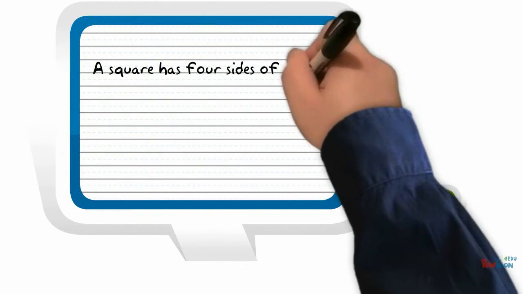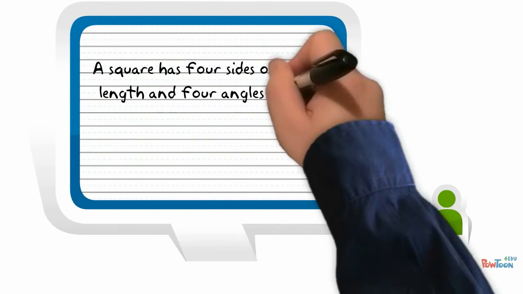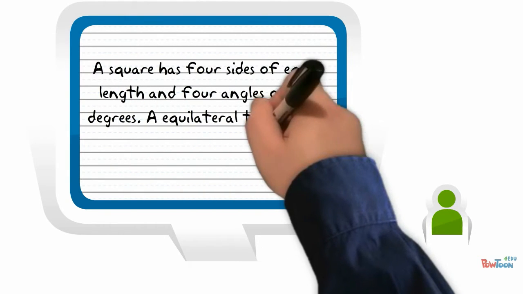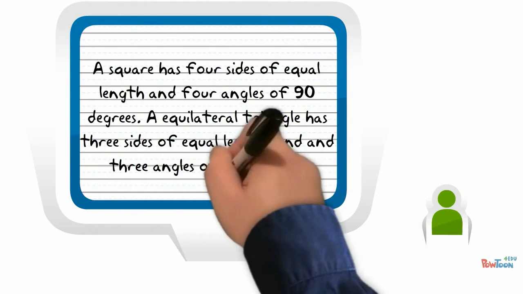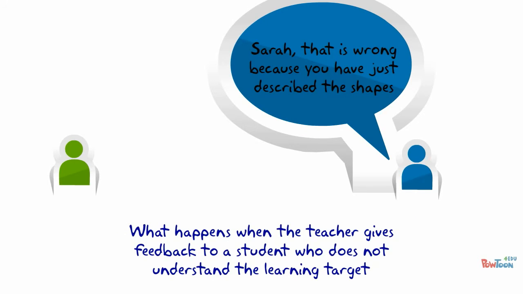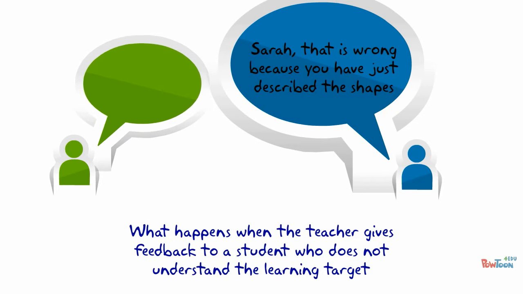If we look at Sarah's response closely, she has described both shapes but has not compared and contrasted them. She has in fact described them. Note, however, that the teacher says in the feedback, "You have not answered the question." If Sarah does not know what compare and contrast means, then the feedback here is next to useless.